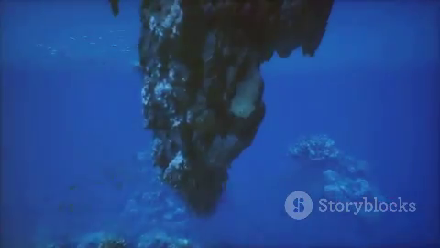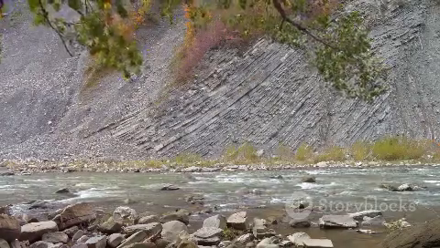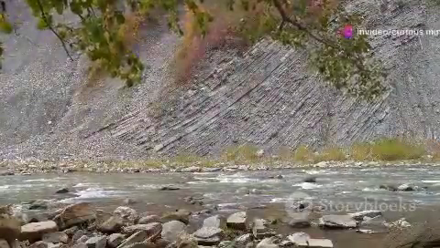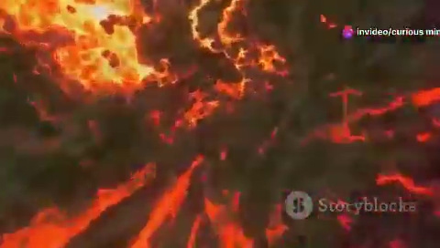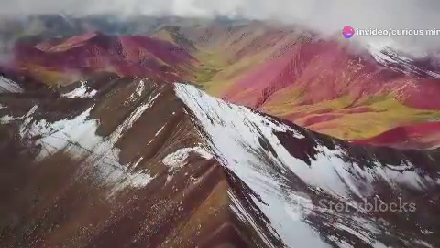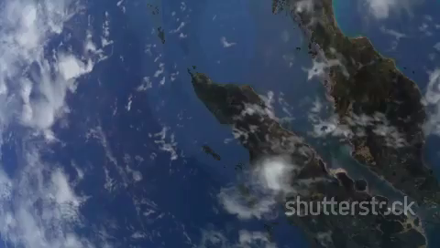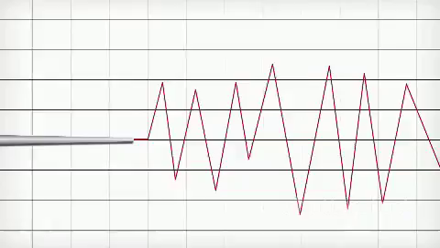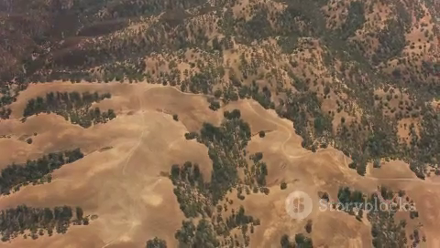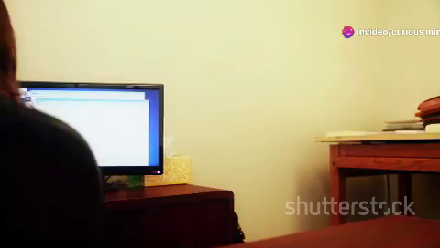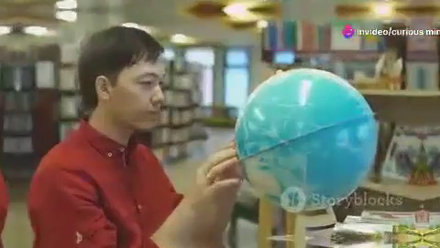Example, Mid-Atlantic Ridge. Convergent boundaries occur where plates move towards each other. One plate is forced under the other, creating trenches and volcanic arcs. Example, Andes Mountains. Transform boundaries occur where plates slide past each other. This causes earthquakes. Example, San Andreas Fault. Understanding these boundaries helps predict geological events.